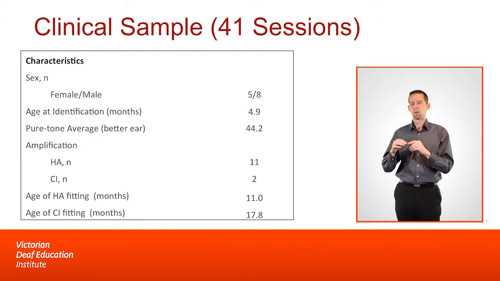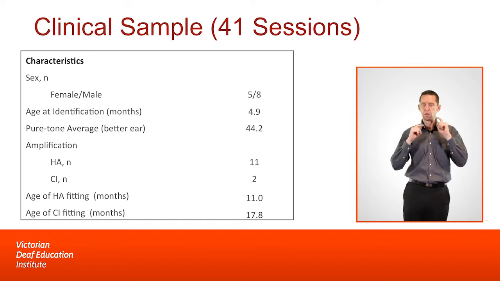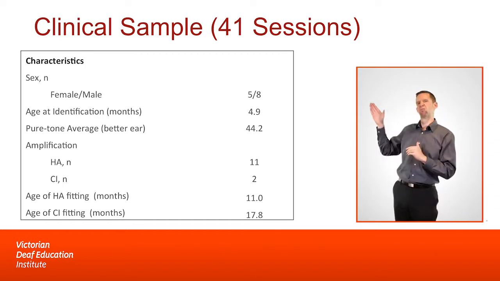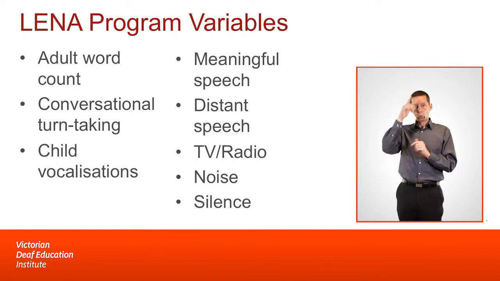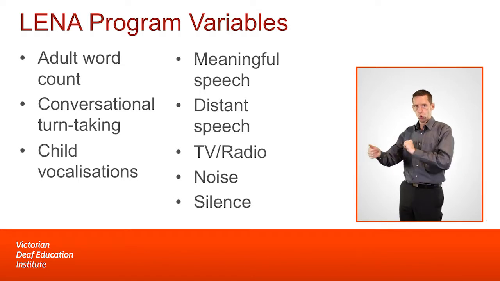11 of them are wearing hearing aids, so most wear hearing aids, a couple wearing cochlear implants. So that just kind of gives you an idea of the population that we're working with. What LENA will collect for us is information about adult word counts, conversational turn-taking, child vocalizations.